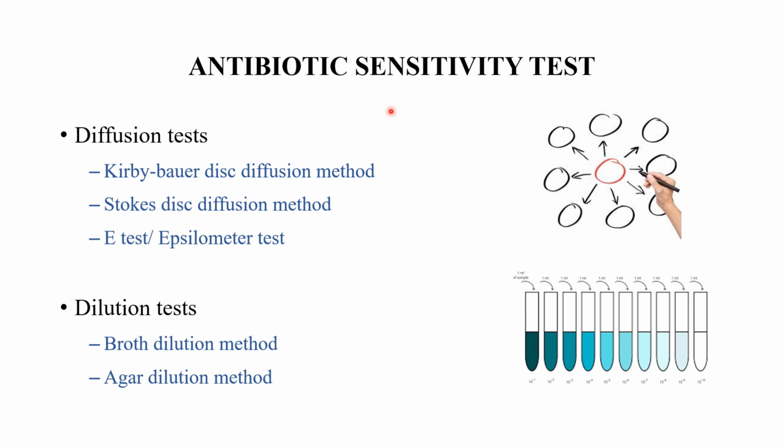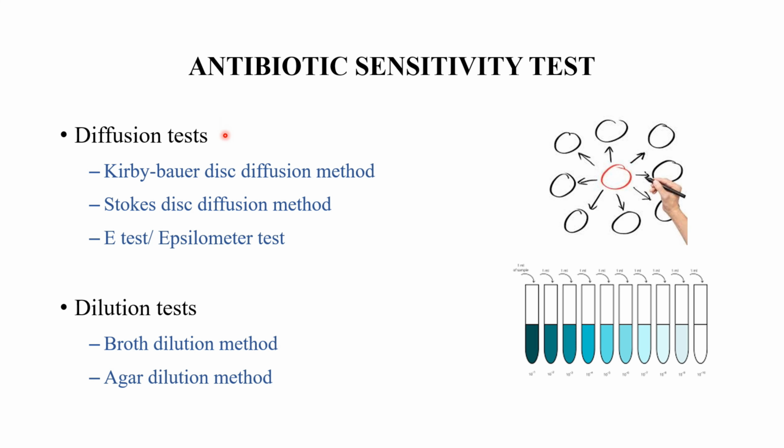Antibiotic susceptibility test methods are classified into diffusion tests and dilution tests. In diffusion tests, we have the Kirby-Bauer disk diffusion method, the Stokes disk diffusion method, and the E-test or Epsilometer test. In dilution tests, we have the broth dilution method and the agar dilution method.